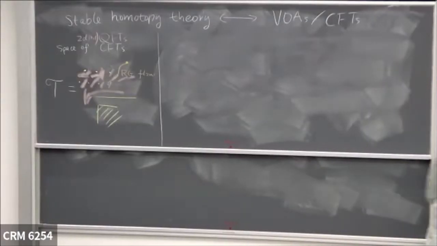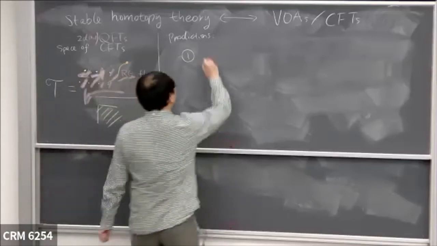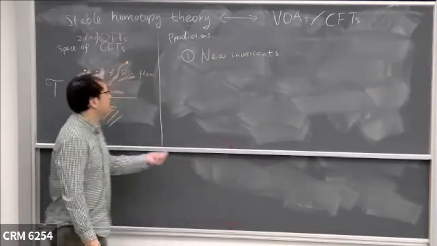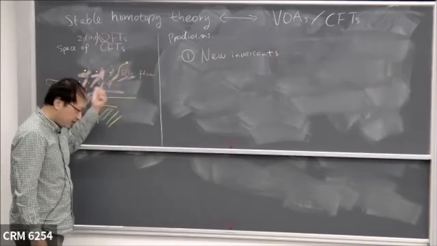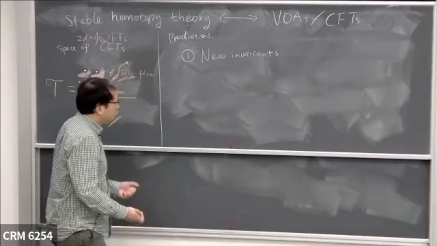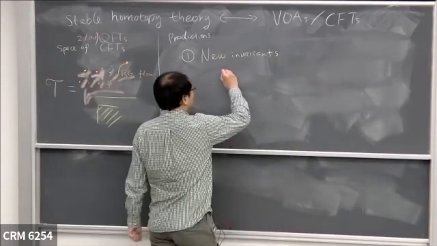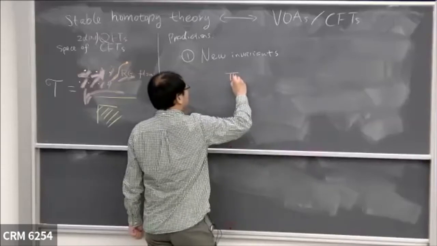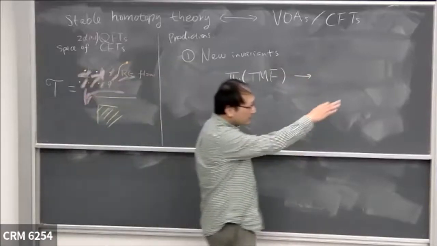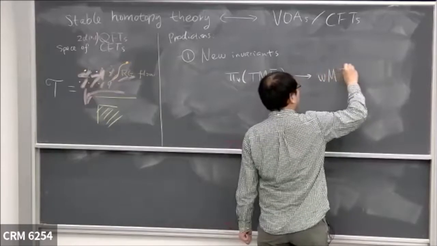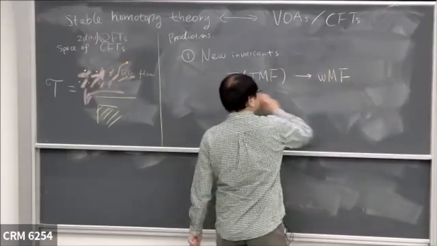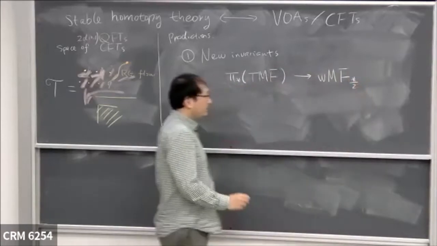Prediction number one is that there are actually new invariants. These are invariants of 2D (0,1) theories, and they can also be viewed as invariants of VOAs that are beyond the usual characters. So how is this new invariant, pi star TMF, related to the old invariant? There's a map from pi star TMF to the ring of weakly holomorphic modular forms. The convention is such that this star degree is mapped to weight d over 2.